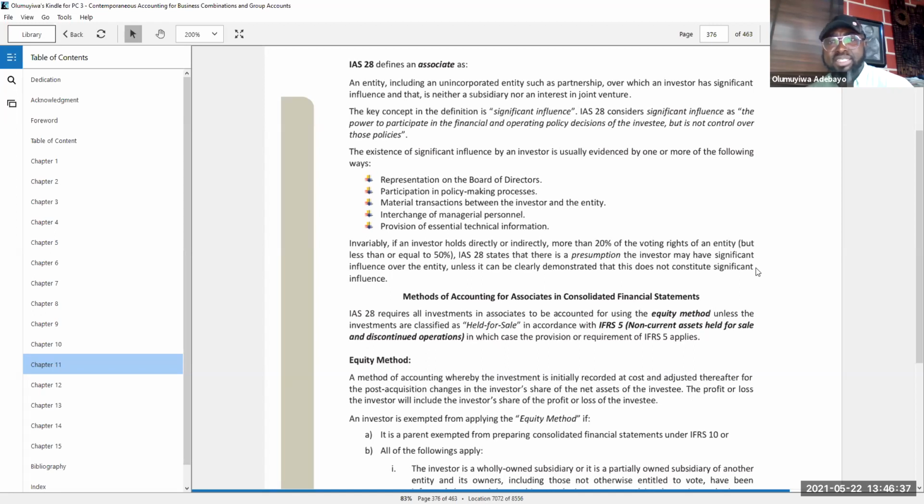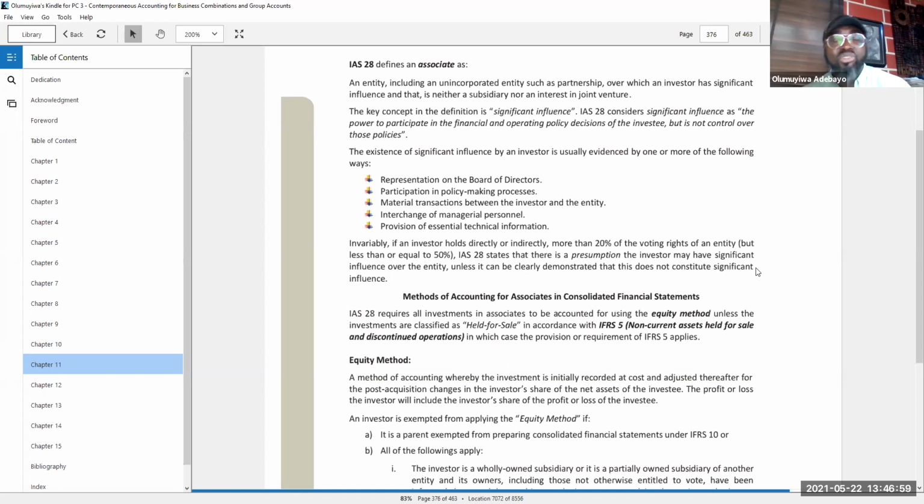Which is what we're emphasizing here, that sometimes holding between 20 and 50 might equally give control, which is beyond significant influence. But what matters now is to focus much more on the qualitative attributes of what make up a significant influence.